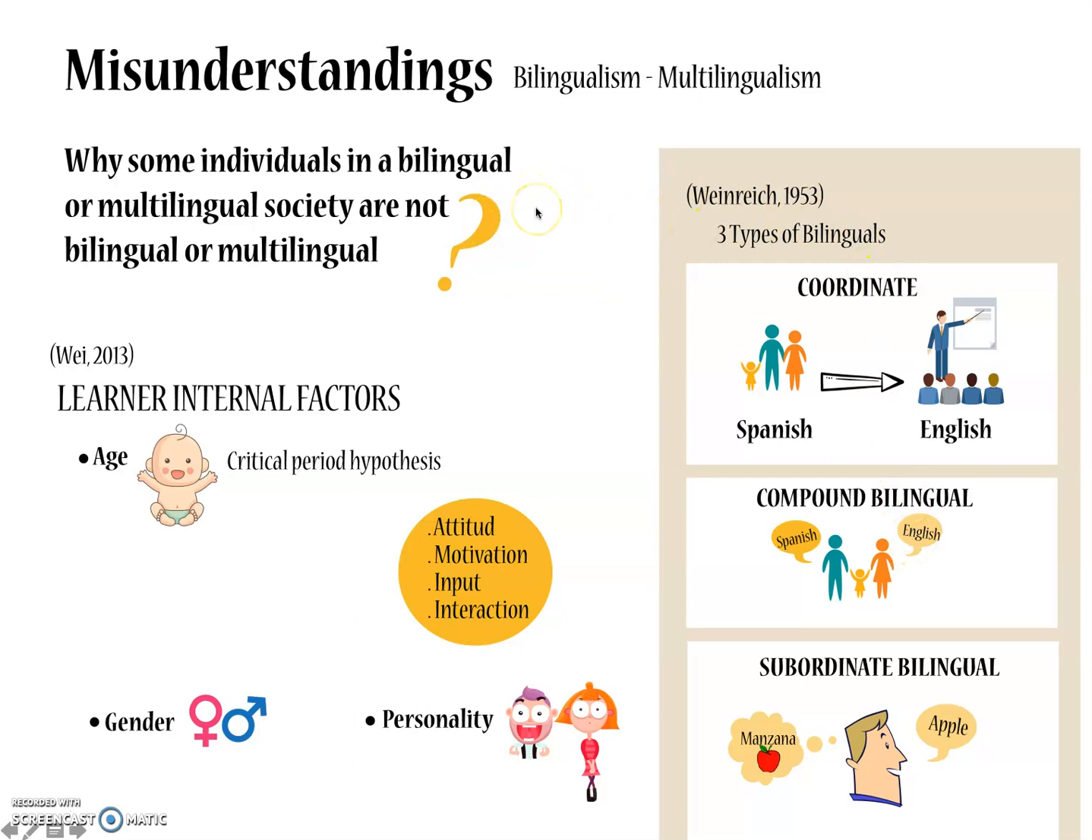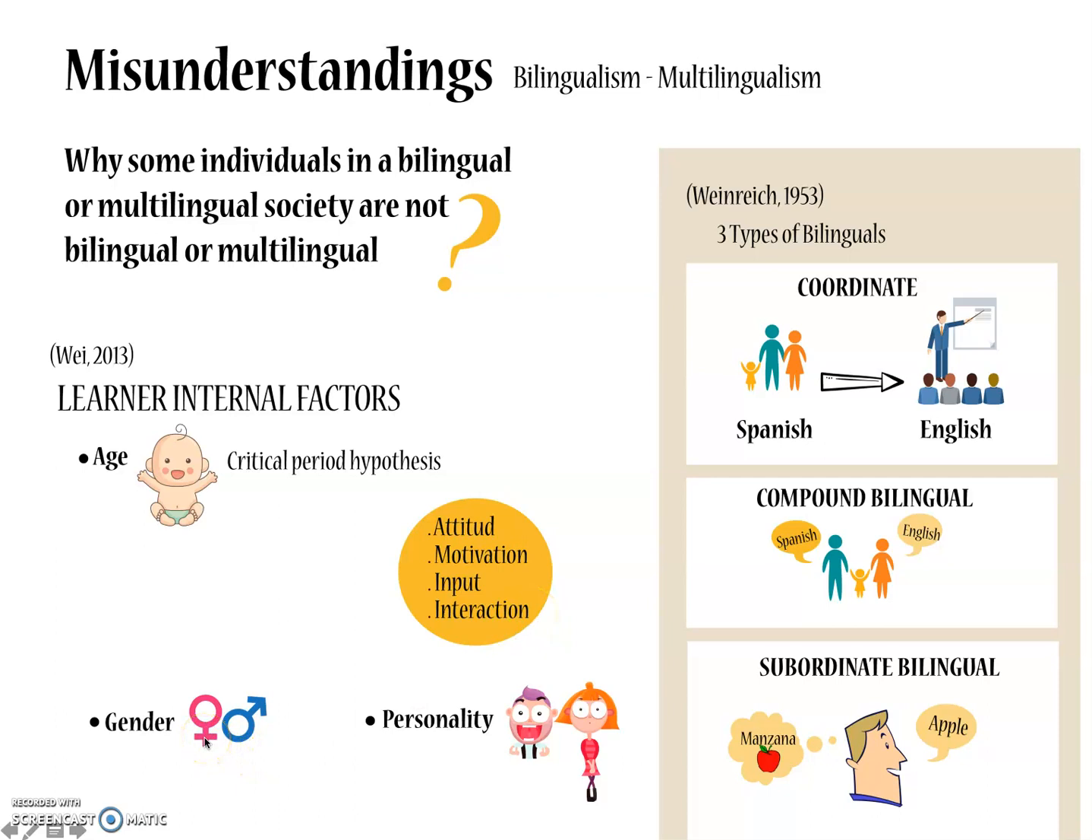It may happen that some individuals in a bilingual or multilingual society are not bilingual or multilingual. Way says this phenomenon occurs because of learner internal factors. They are age, gender, and personality. Age, as the critical period hypothesis claims that there is an ideal age to acquire languages. However, many researchers don't believe in the existence of this period. Instead, they think it is a matter of attitude, motivation, input, and interaction.